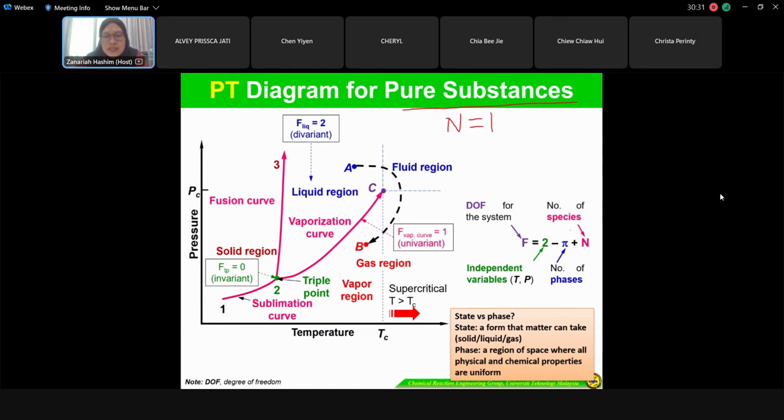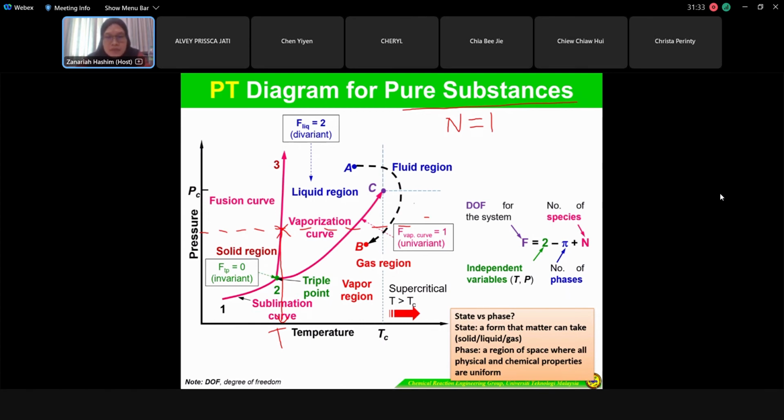And then the number of phases will depend on the pressure and temperature. For example, if you have the pressure somewhere here, and the temperature is between this point and this point, then it will be in solid phase. So you have one type of phase only. But if the temperature is exactly on this point, so it falls on the line, on the fusion curve, then you will have two phases, the solid and liquid. So in this case, pi equals 2. Depending on the pressure and the temperature, the number of phases will change.